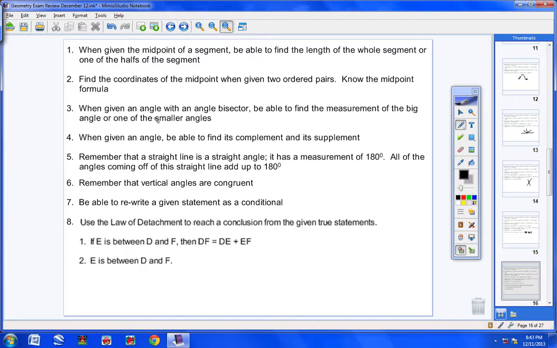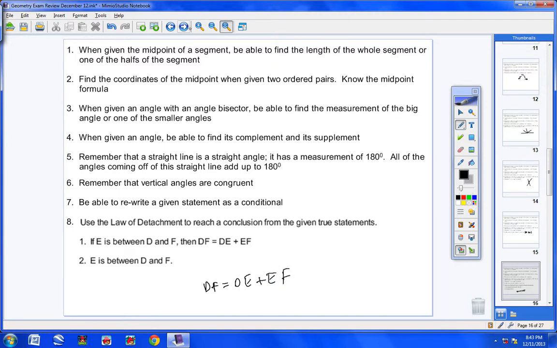Number 8, use the law of detachment to reach a conclusion. If E is between D and F, if this is true, then this is true. And then I state, well, guess what? E is definitely between D and F, so what conclusion can I draw? That DF equals DE plus EF.